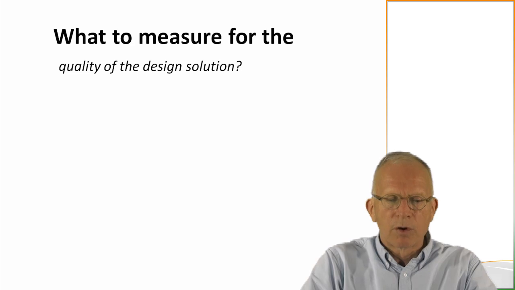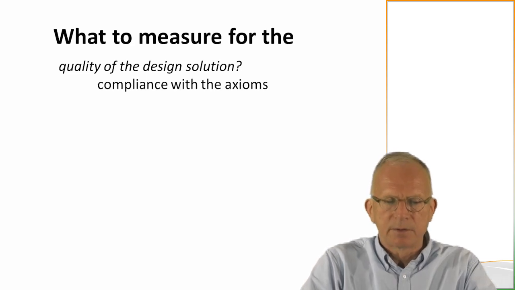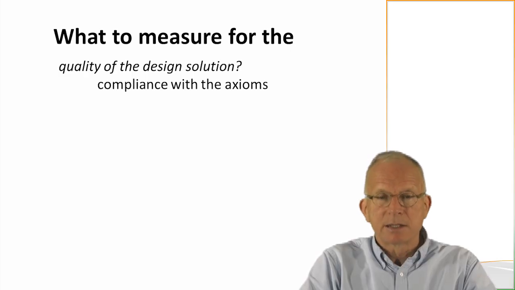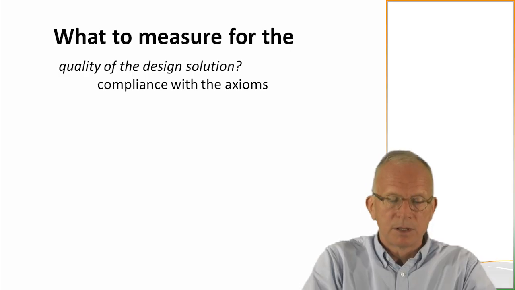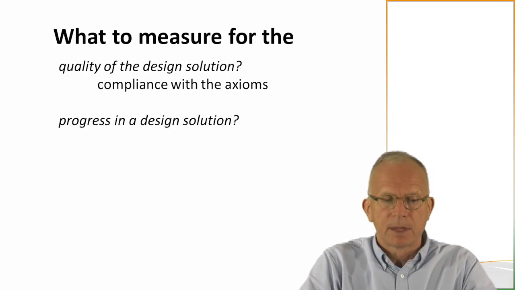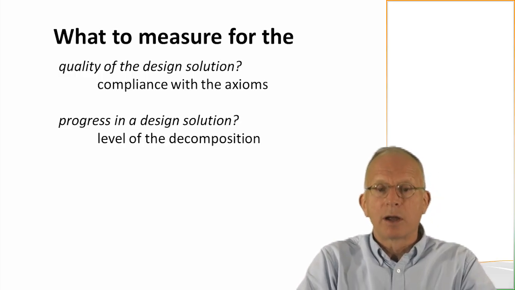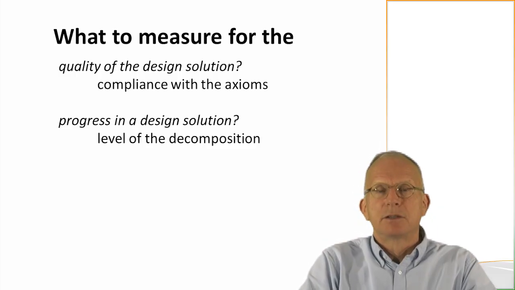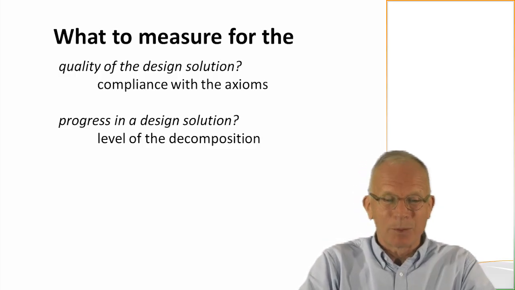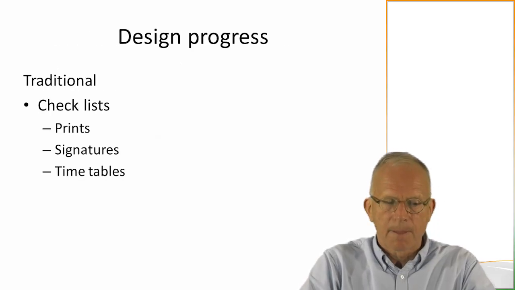So what do we measure for the quality of the design solution? The compliance with the axioms. The best designs are going to be the ones that best comply with the design axioms. How do we measure the progress in the design solution? How far have we gotten along in the decomposition? We could get a long way along in the decomposition with a bad quality design. So as long as we're complying with the axioms and developing the design decomposition, then we can use the level of the decomposition as a measure of progress.